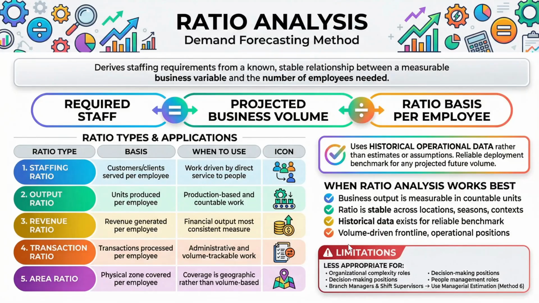Transaction ratio, transactions processed by employee. When to use, administrative and volume trackable work. For example, cashier. A cashier process 120 transactions per shift.